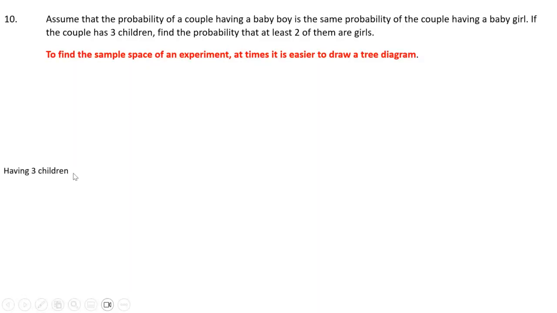Having 3 children, the first birth can either be a boy or a girl. This is the first birth. Now, the second birth: if it was a boy first, then after that it can be a boy or a girl. But if it was a girl first, again you have 2 options, a boy or a girl. This is my first birth, this is my second. Now comes my third.